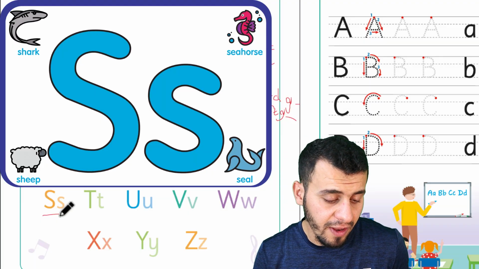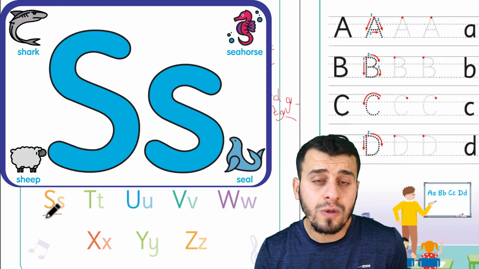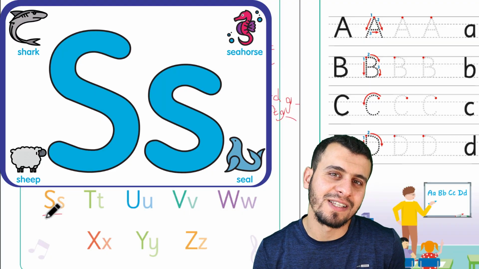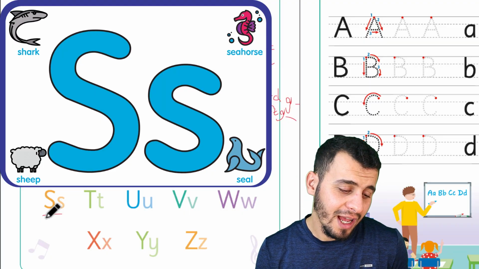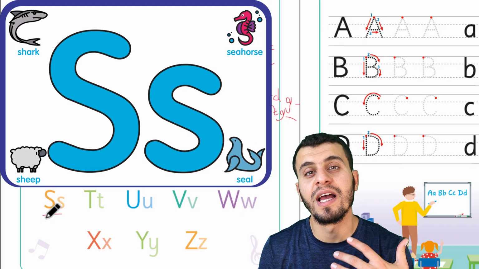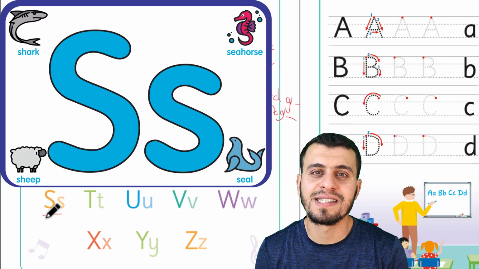Something, let me not forget. S sometimes also makes sh. For example, sure. S-U-R-E, sure. But usually if we want to make sh, we say S-H.